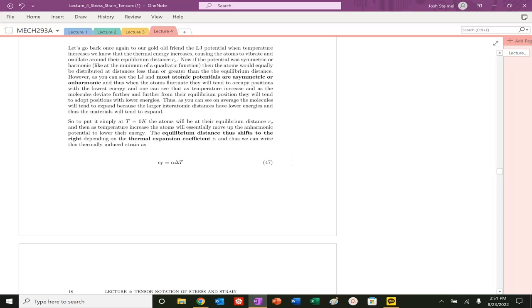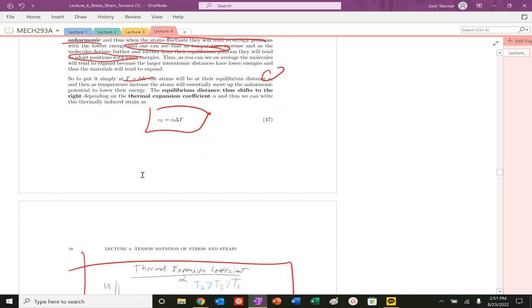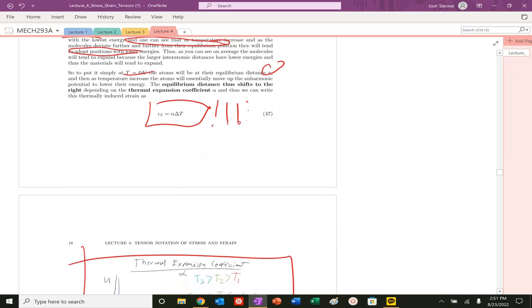And it's because, again, from that equilibrium distance, they are most likely to be distributed at distances greater than the equilibrium distance. And because of the asymmetric or anharmonic shape, they tend to deviate further and further apart because they adopt those lower energy positions. So at 0K, we're going to be at R naught. Other than that, it is going to shift. This is our thermal strain. Very, very important equation.